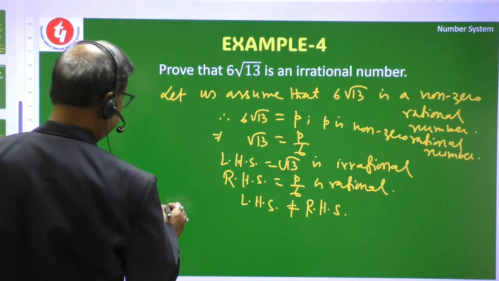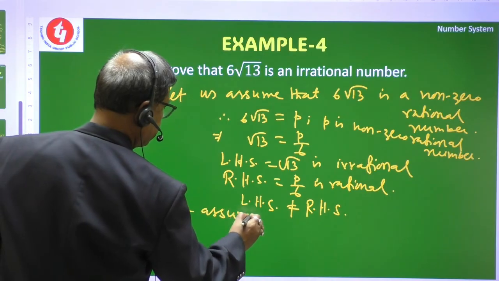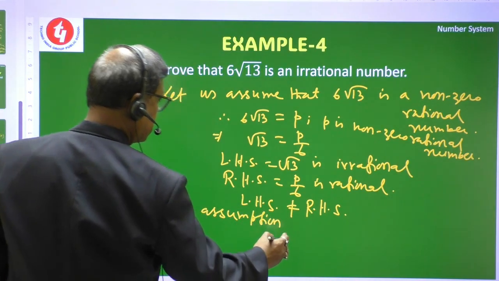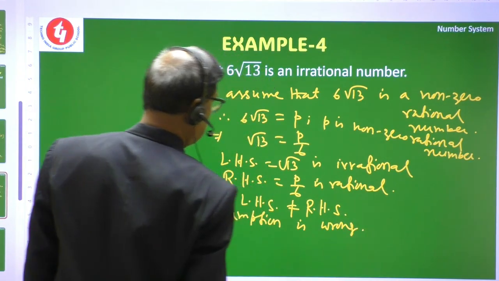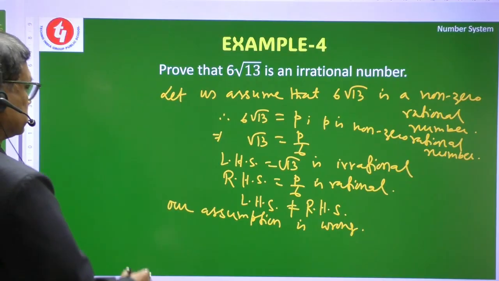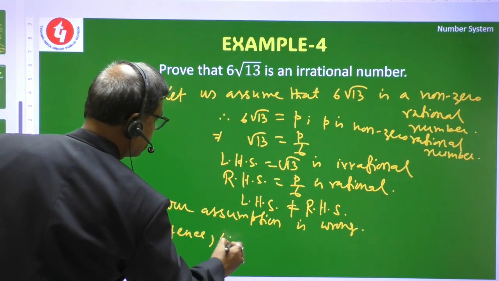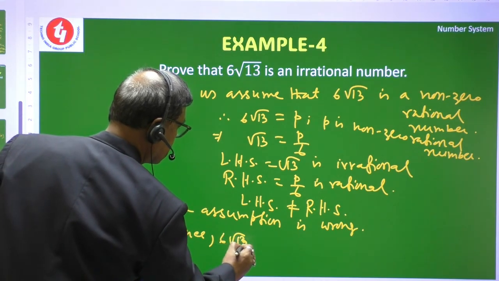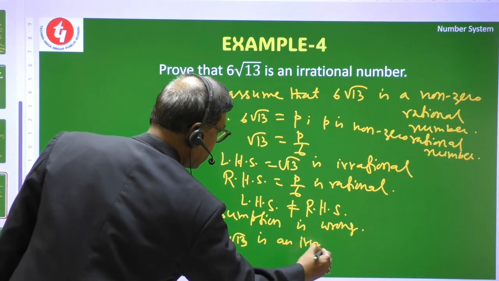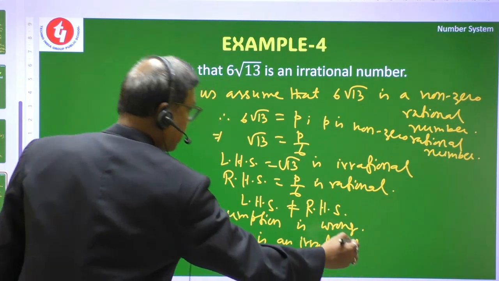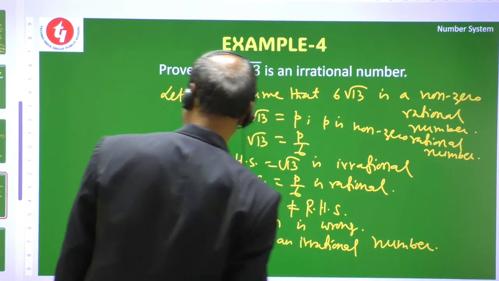This implies our assumption is wrong. Since our assumption is wrong, we can say hence 6 root 13 is an irrational number. Clear?